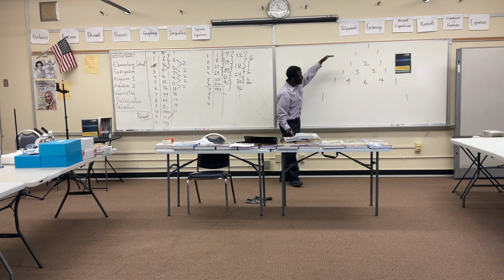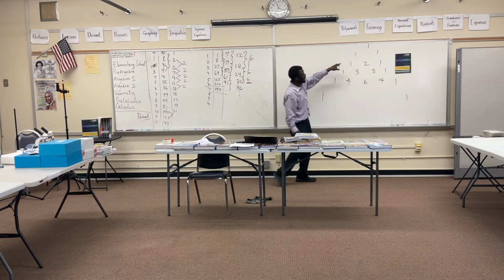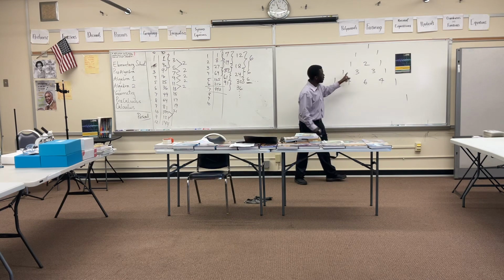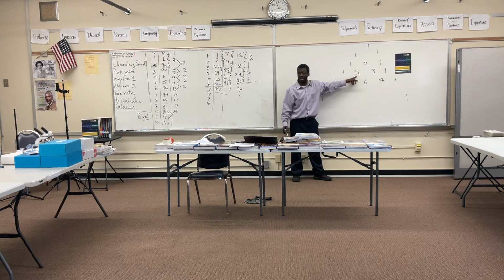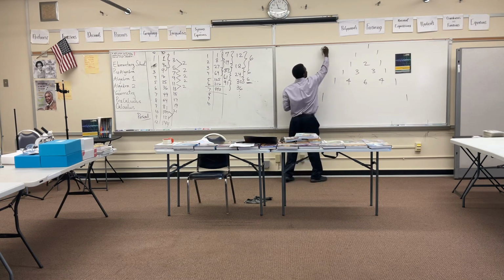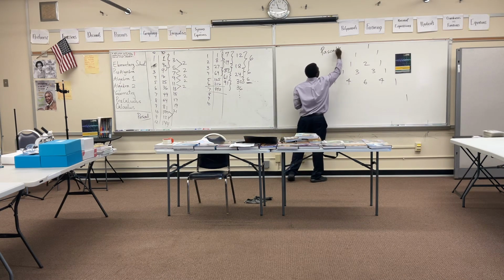So basically, the first line, 1, and then 1, 1, and then 1, 2, 1, and then 1, 3, 3, 1. Where did I get the 3 from? I added these two numbers together to give me that 3. So this is something that is sometimes called Pascal's triangle.